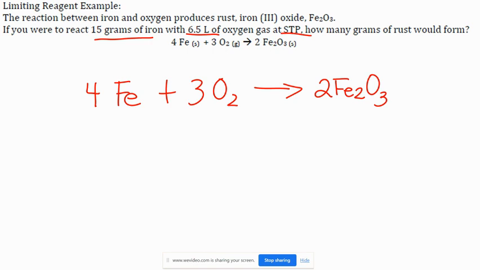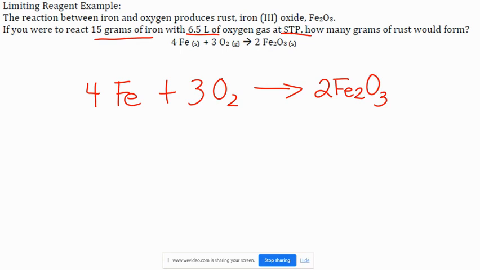So we have been given grams here, and we have been given liters. But we are very fortunate in the fact that they have told us that we are at STP. So we are going to use a couple different ways to get these things into moles.